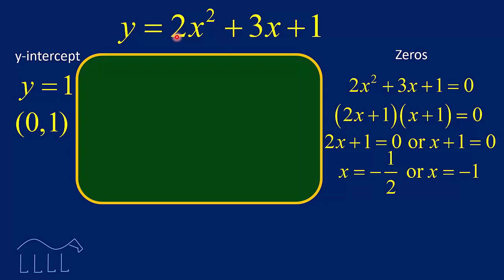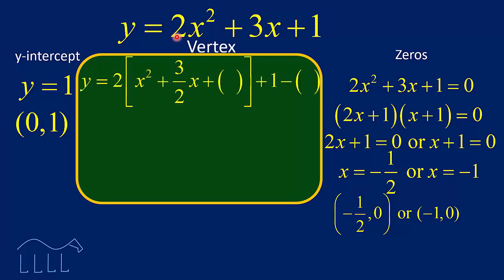Okay, now let's look at the vertex part. Actually, and there would be the x-intercepts. Now let's look at the vertex part. Now when I go through this completing the square operation, before I do that, what I need to do is make sure that I just have 1x² here.